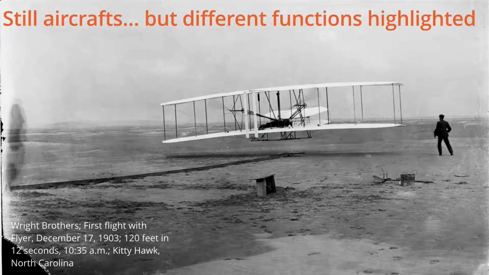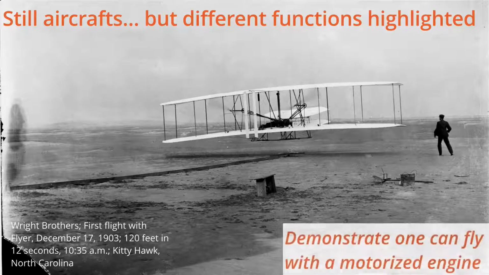Let's take some examples of different aircraft. Airplanes are basically using the same concept. They are flying machines. But the different airplanes displayed here are demonstrating different functions. The first example is the airplane built by the Wright brothers in 1903. The main function of this airplane was a primary function. It was built to demonstrate that one can fly with a motorized engine.